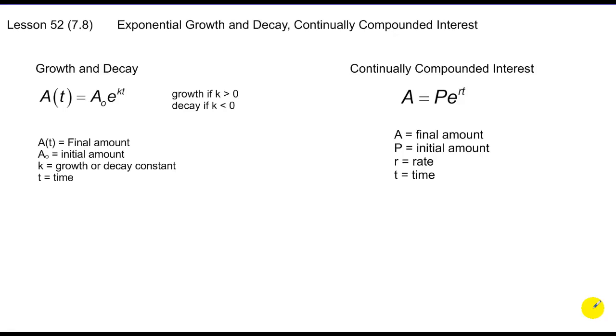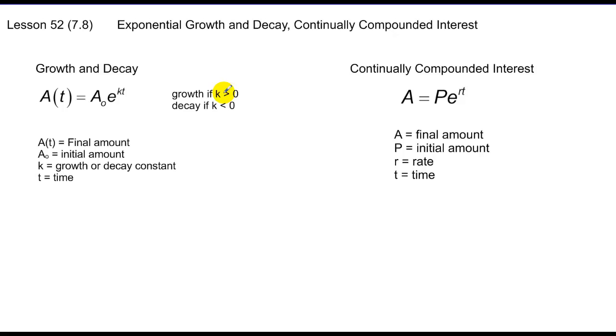Today we'll discuss more exponential growth and decay formulas and another interest formula called continually compounded interest. The growth and decay has a more general formula than we've seen before. It is A of t, which is basically the ending amount, equal to the initial amount multiplied by e raised to the kt. K is just a constant, it's some number, t is the time.